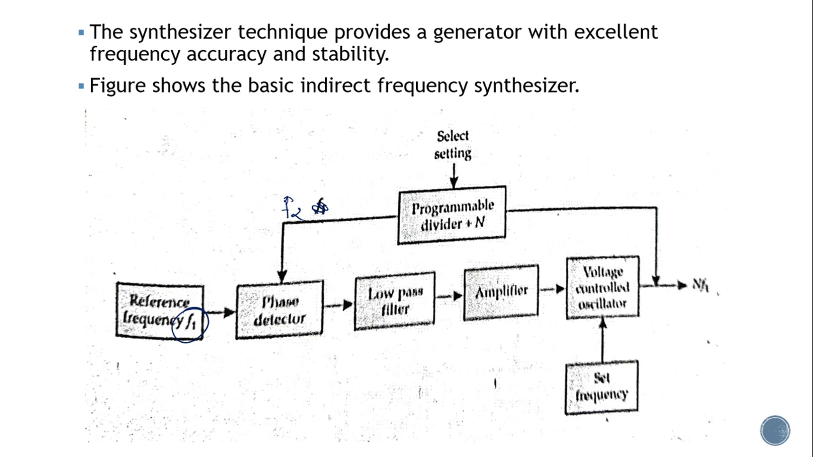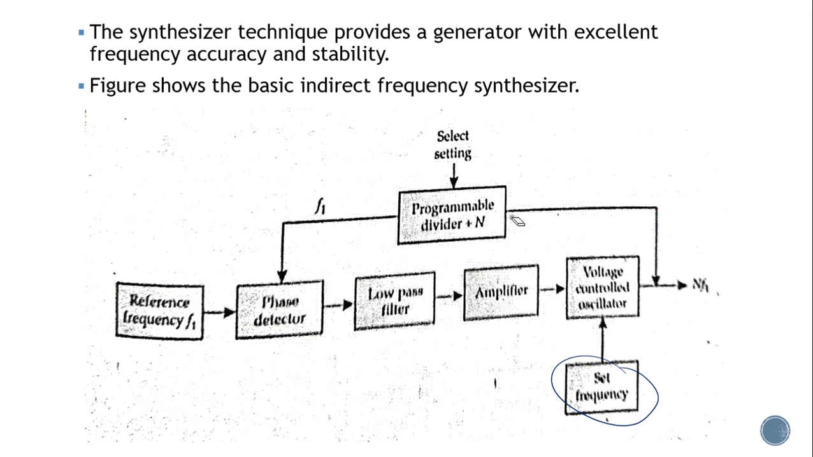Now f2 is the present frequency, and you are pushing f2 towards f1. So the control is being done such that f2 will be equal to f1, and this arrow coming like this is a feedback. It is given to the phase detector, filtration takes place, it's amplified, and then it's sent to the voltage control oscillator. The frequency is set into the voltage control oscillator, and then it's sent over here.